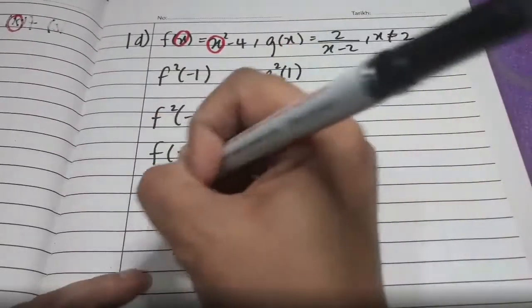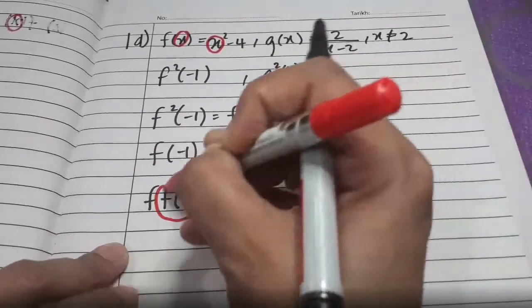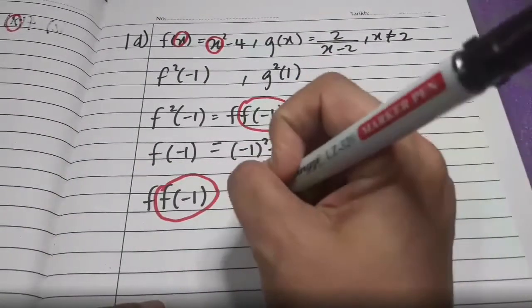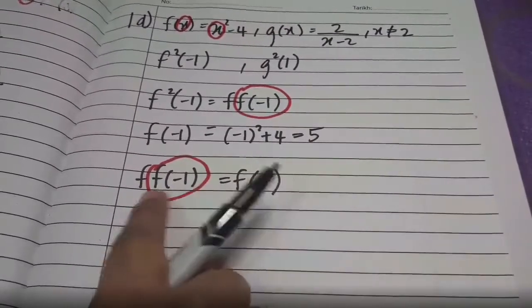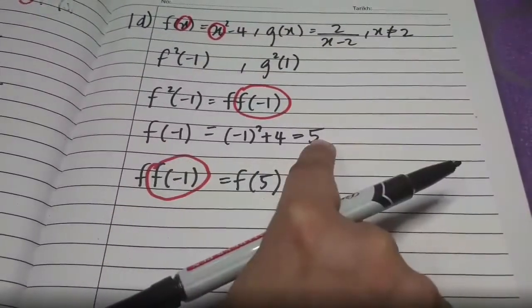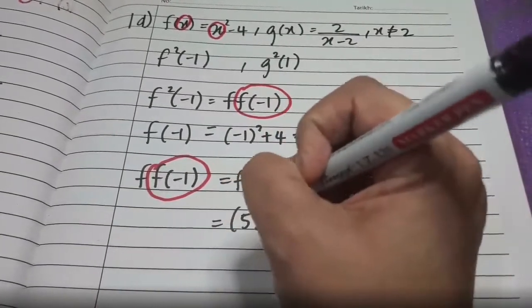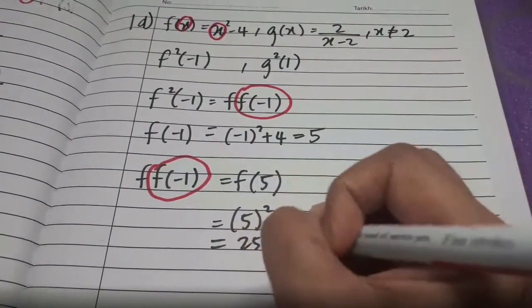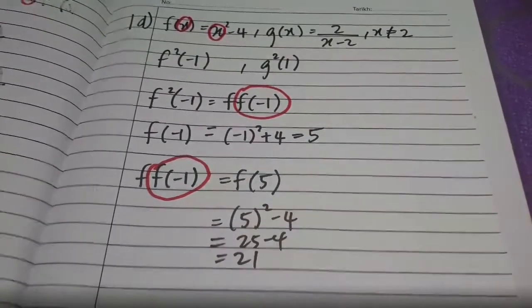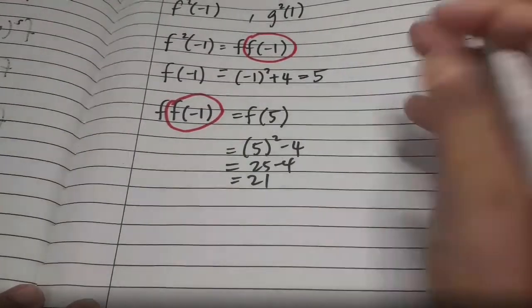So just now we want f negative 1. F negative 1 we get 5. We copy. F, this is 5 we get from here. Okay. So F5, 5 squared minus 4. Final answer 25 minus 4. Answer 21. Next.